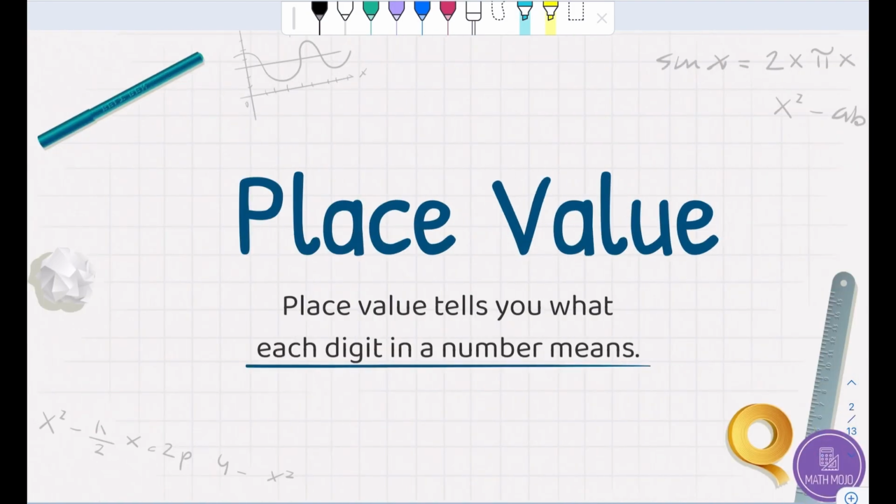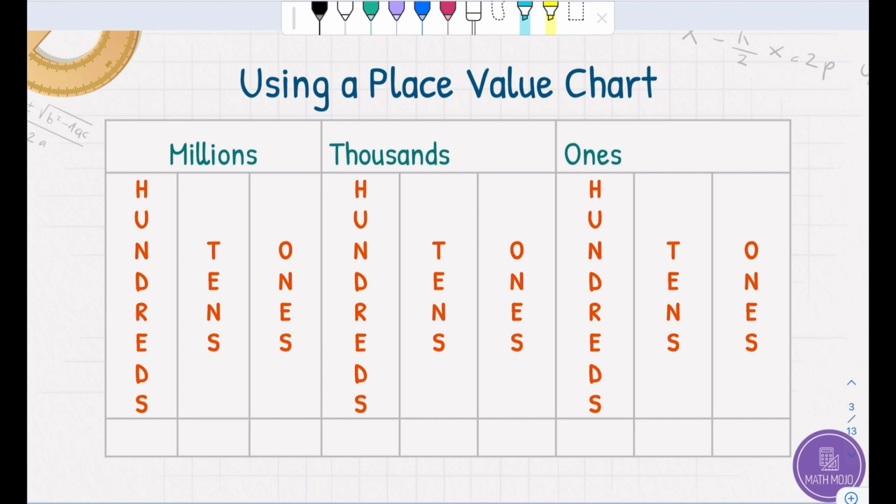So let's start off with the definition. Place value tells you what each digit in a number means. Using a place value chart, we have three subcategories: our millions section, our thousands section, and our ones section.